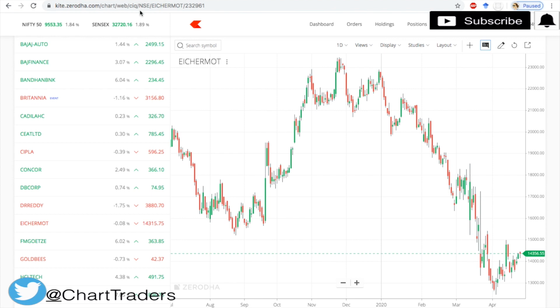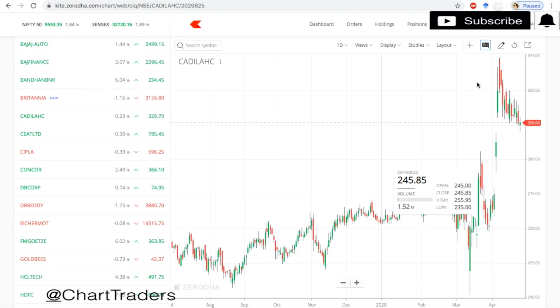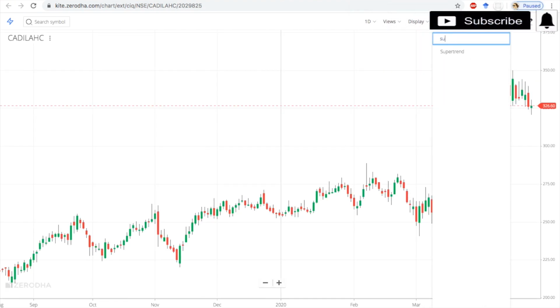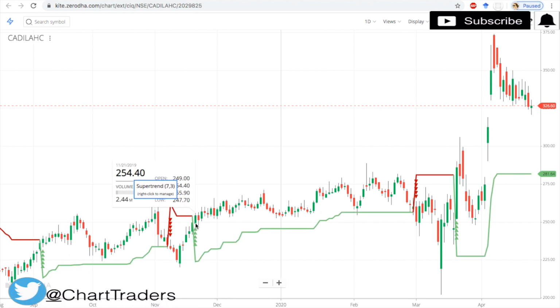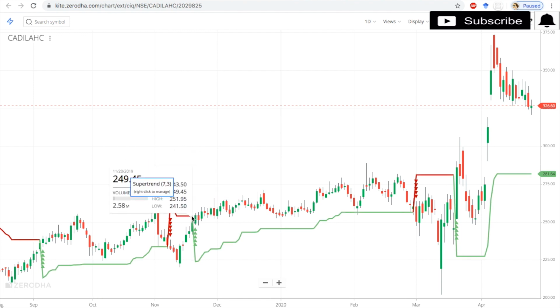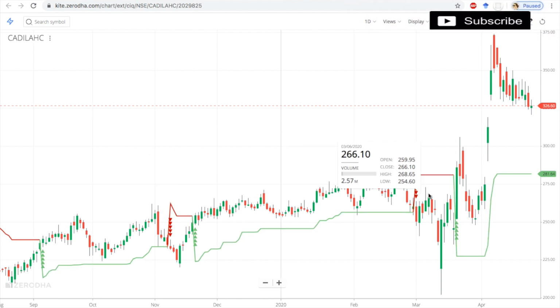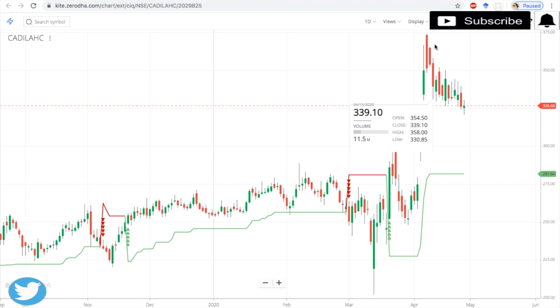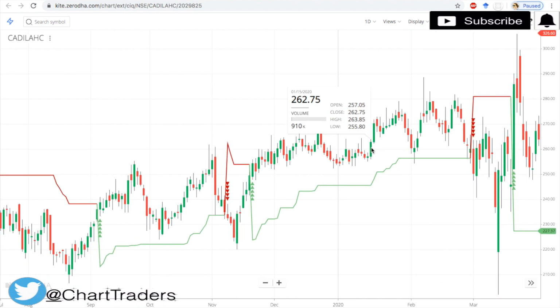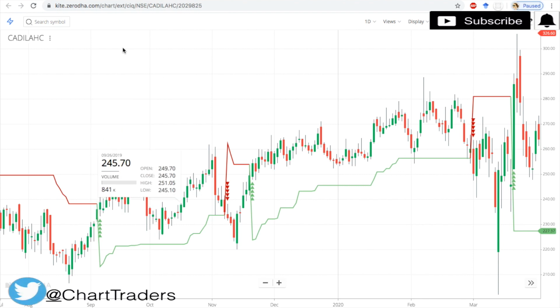Now if you open Cadila Healthcare and, in studies, go to Supertrend, I want to generate an alert when this Supertrend generates a buy signal. The alert will be generated here, and then you can see the rally. In the same way here, Supertrend is generating a buy signal. After that, it came down again, then came up to this point. So you can identify alerts with the help of Streak for Supertrend.